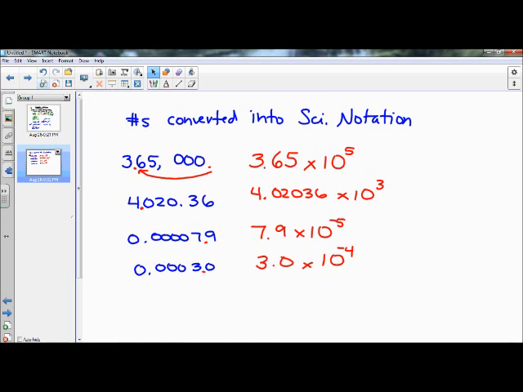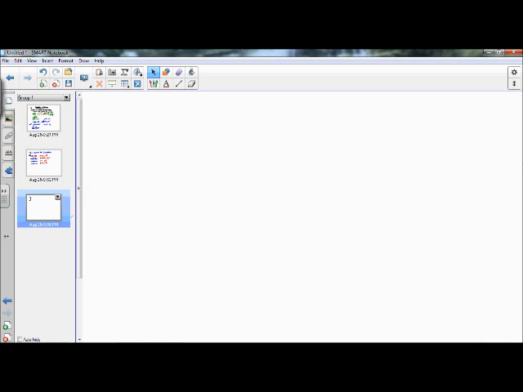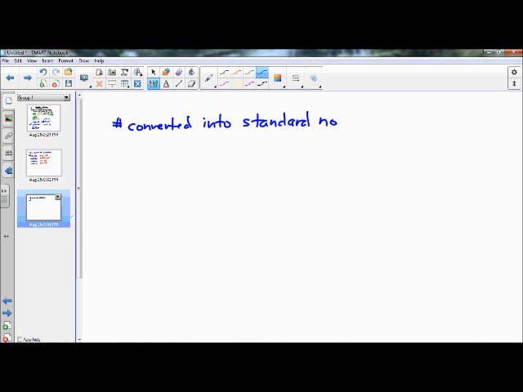Okay, now let's look at numbers converted into what is not scientific notation. It's sometimes called standard notation. The way we're used to writing numbers is called standard notation. So here's our number, and we're going to put this into standard notation.